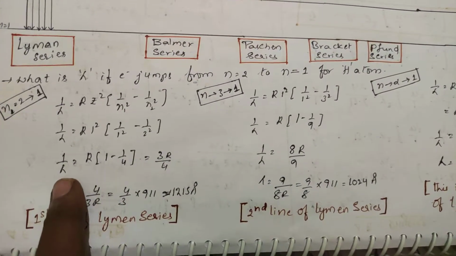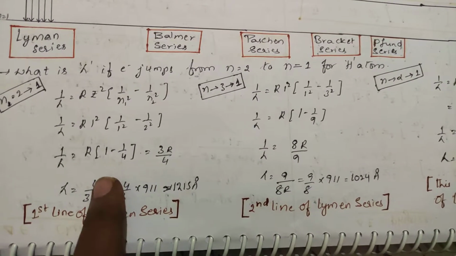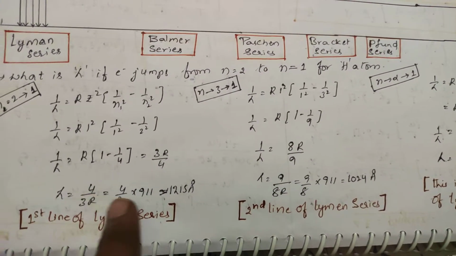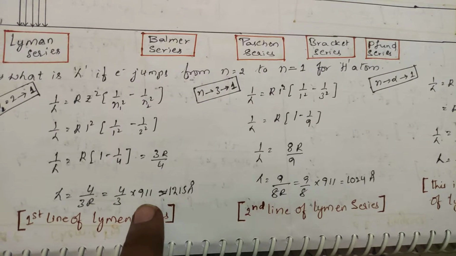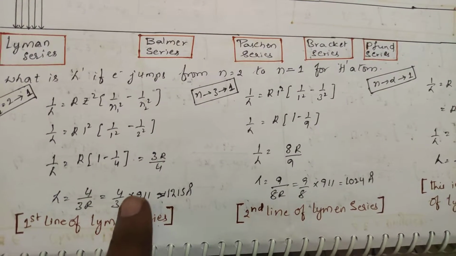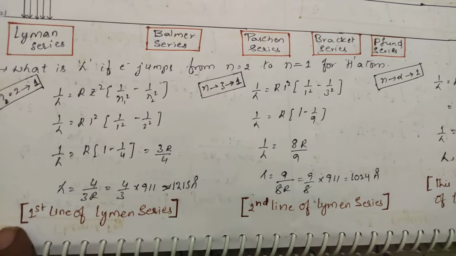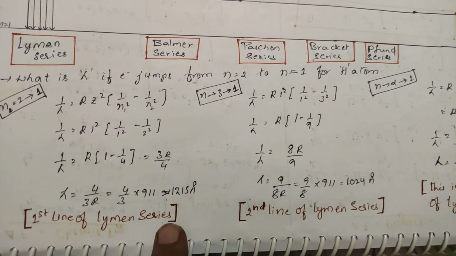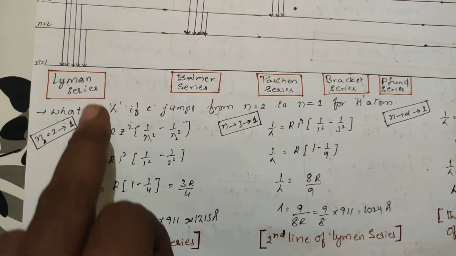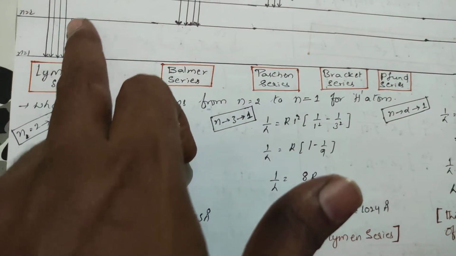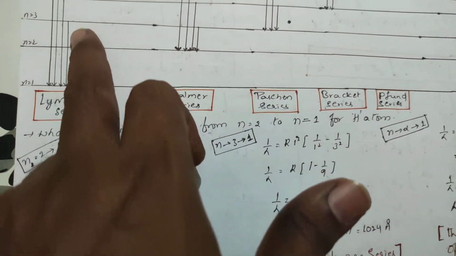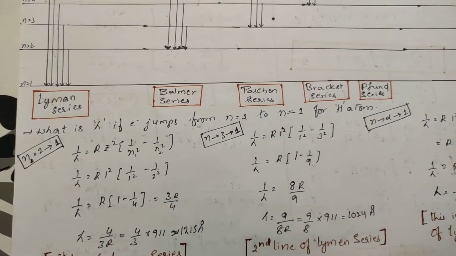This is not the value of lambda. If you take lambda, what will we get? 4 by 3R. And you know that 1 by R value is equal to 911. So it is 4 by 3 into 911. So you will get 1215 angstroms. This is the first line of the Lyman series. Lyman series means you should get into the 1st orbit. You are getting the first line from 2nd to 1st. If it is from 3rd to 1st, it is the second line.